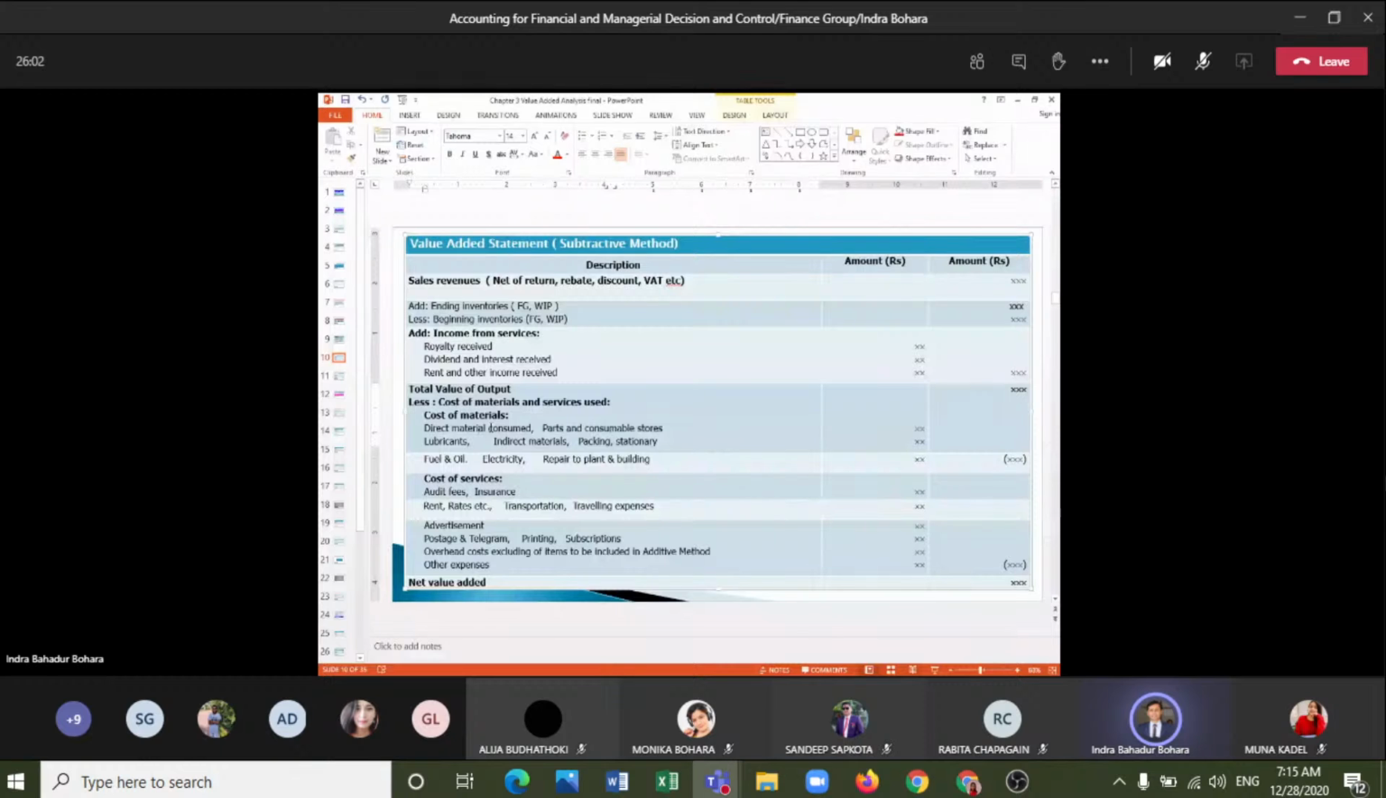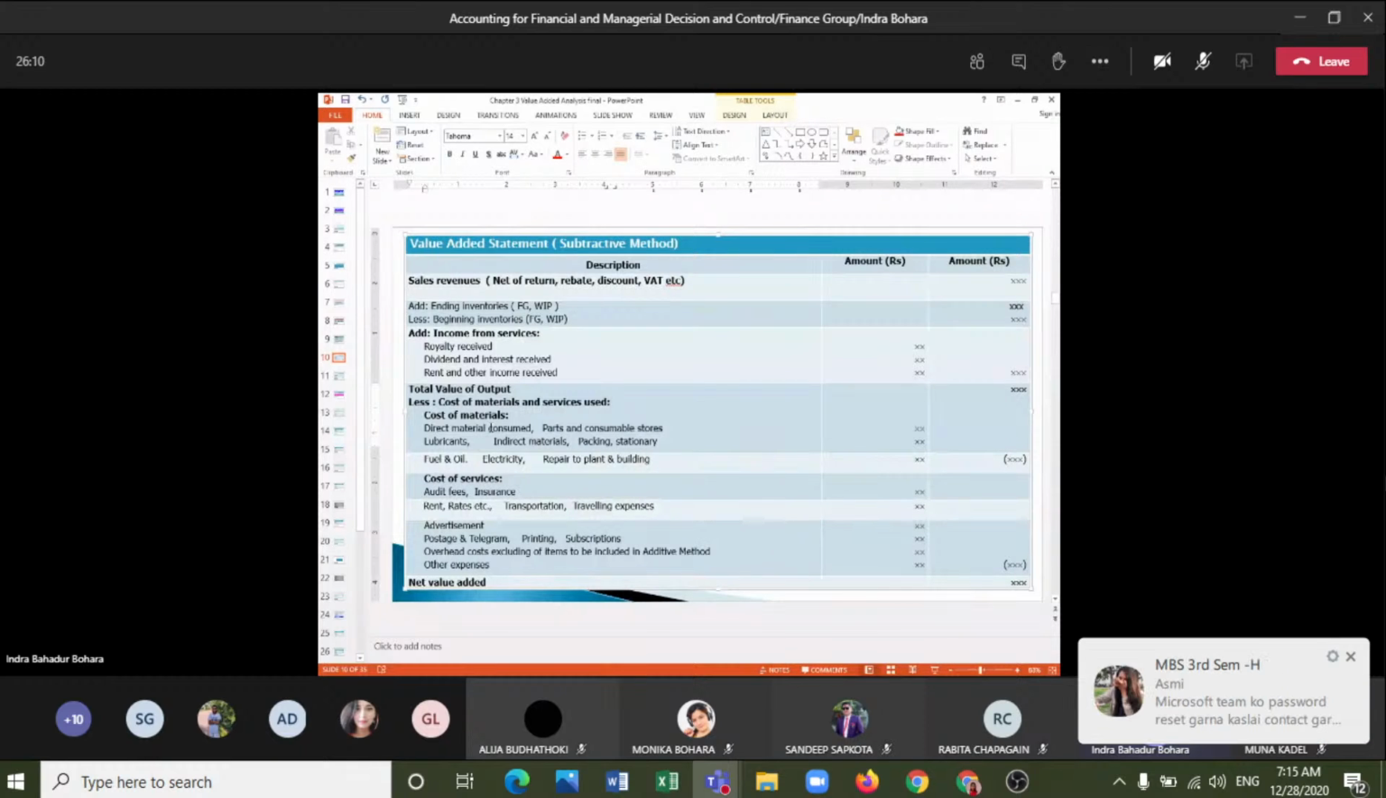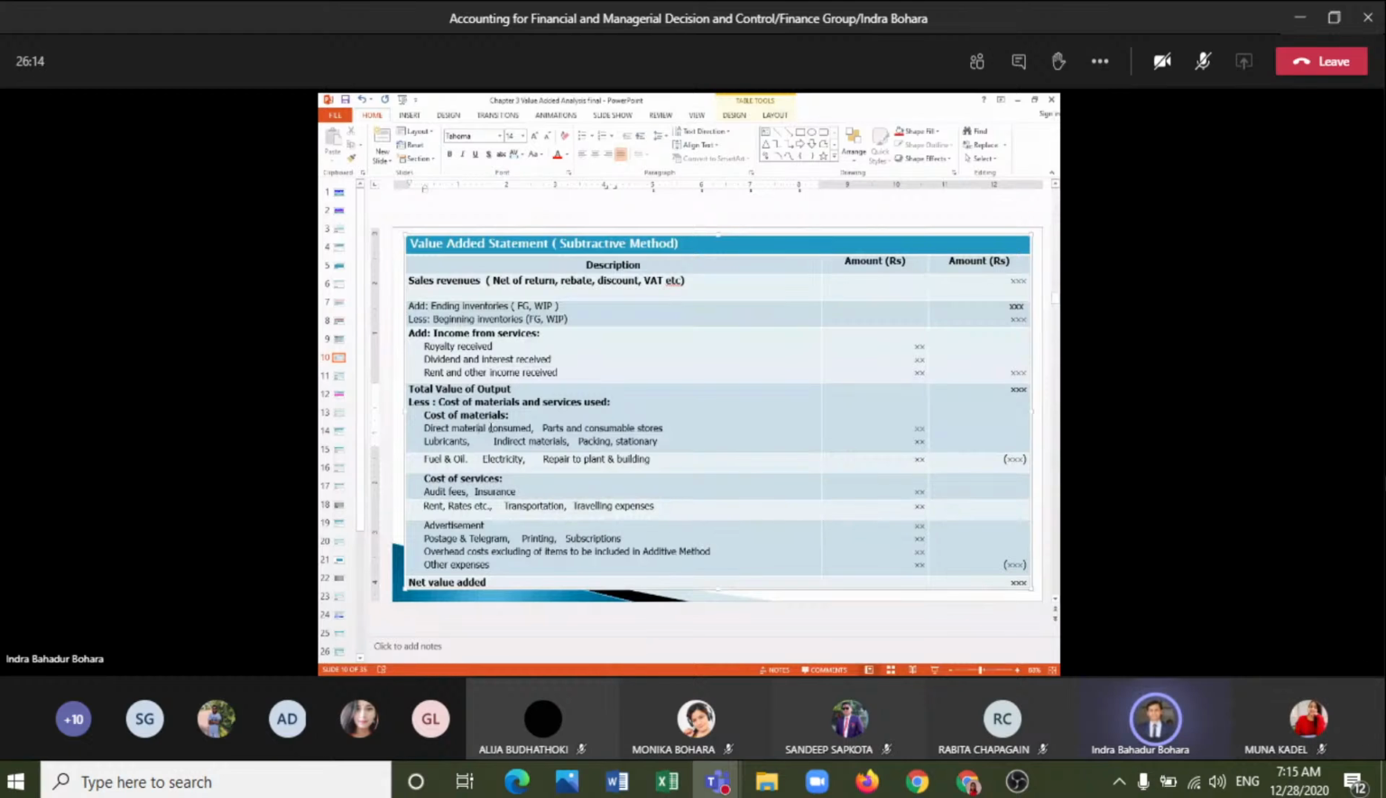Cost of material consumed is calculated by adding purchase and open stock minus closing stock. Closing stock is not sales in the current year, so closing stock will be sold in the next year. And open stock plus material purchase minus closing stock, this is cost of material consumed. So in this way, cost of material consumed is calculated, that is cost of material.